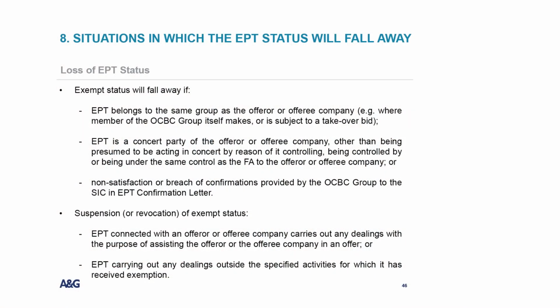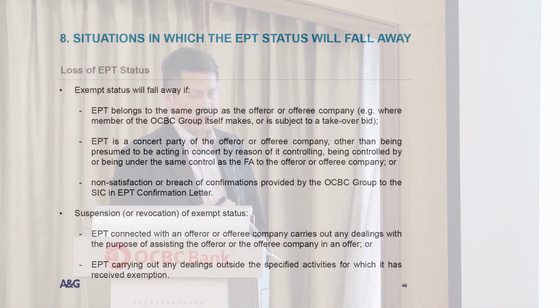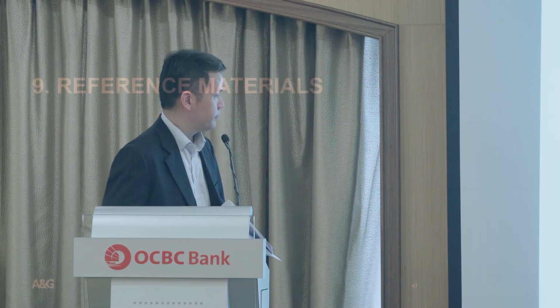The second situation is where you are a concert party, other than by reason of being in the same corporate group as the financial advisor or the corporate finance unit. The third situation is where there's a breach or non-compliance of the confirmations given by OCBC Group to the SIC. The exempt status could also be suspended if it's discovered that the principal trader carries out any dealings for the purpose of assisting the offeror or the target company, or if the EPT carries out any activities outside the list of permitted activities.